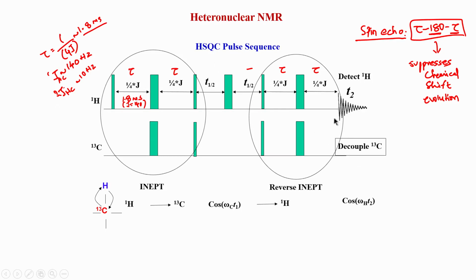So, in this experiment, at the end of this, we start detecting whatever magnetization is present on proton, and what is present on proton?